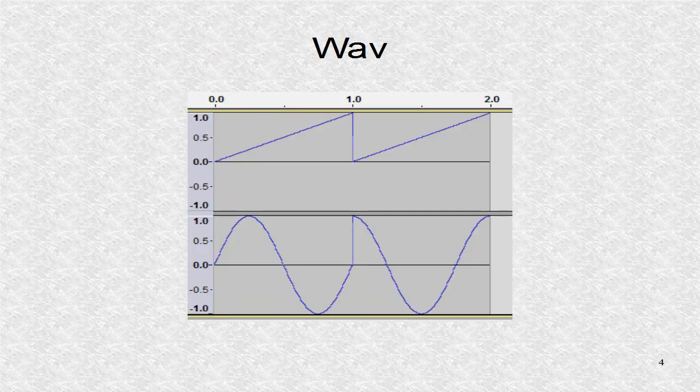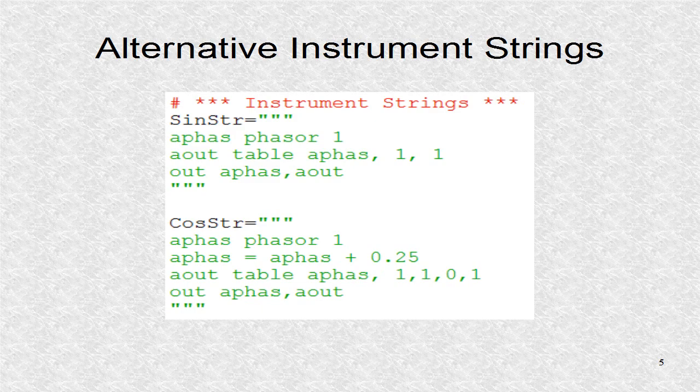4. For the first second, we get the sine wave. In the next second, we have the cosine wave. 5. This results in a similar sine and cosine wave. Now the phasor term is added a value of 0.25.